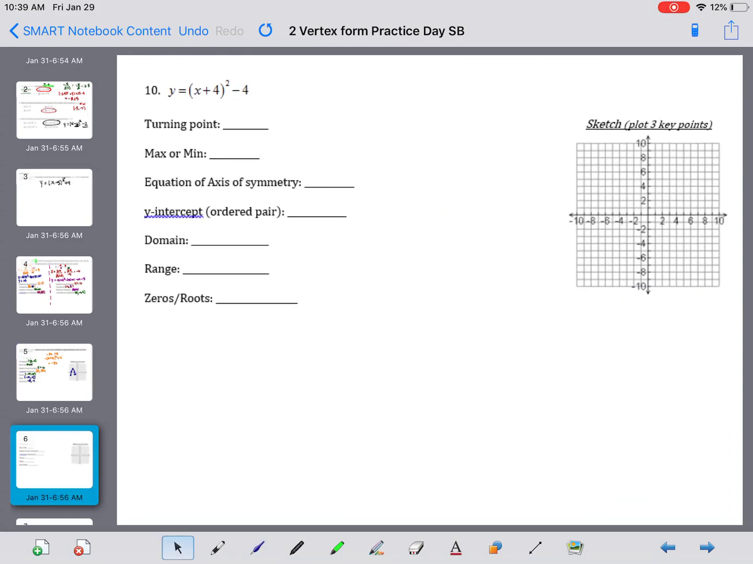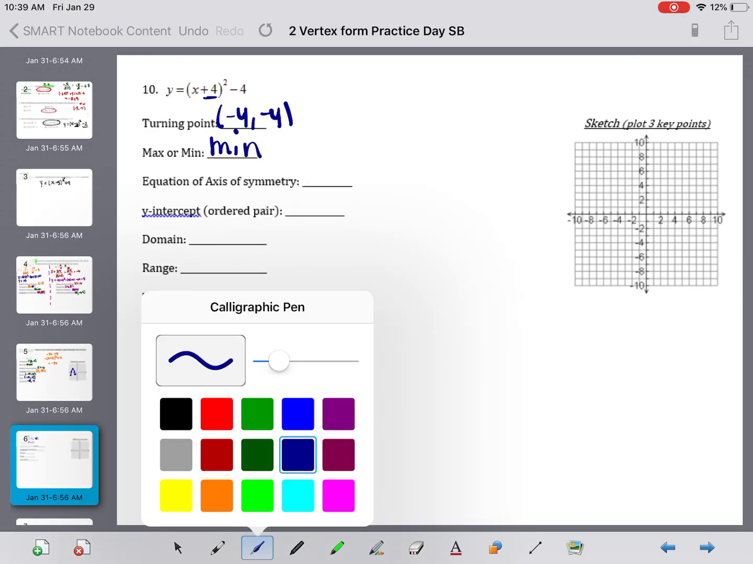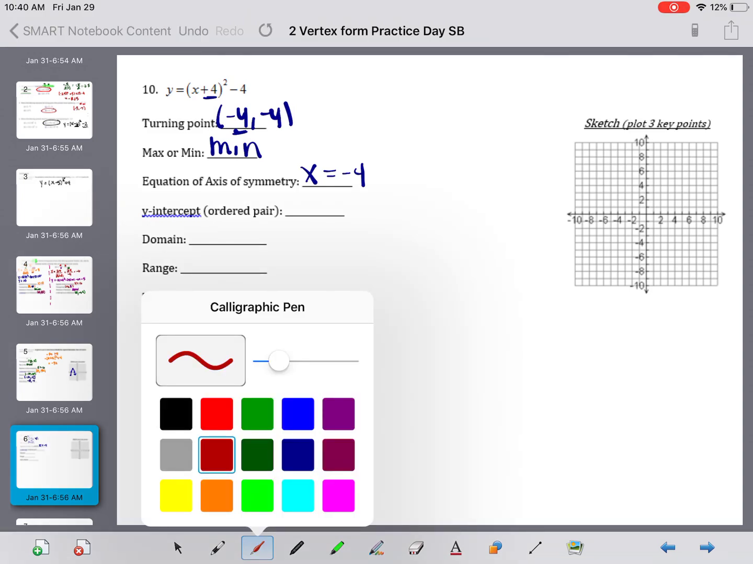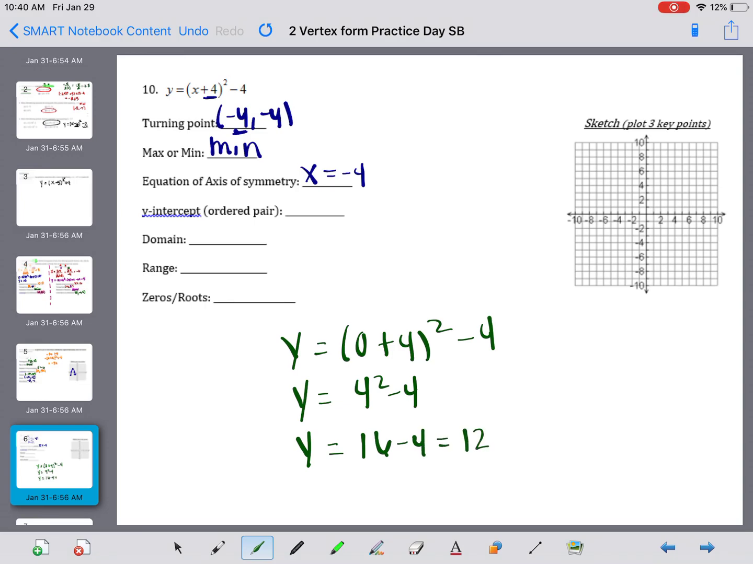We take a look at number 10. The turning point is just negative 4, negative 4. Again, the x value changes, that stays the same. There's no minus sign out in front, so that means it's a min. It's opening upwards. The axis of symmetry is just x equals negative 4. It's the x value of your turning point. The y-intercept, you can find that algebraically by just plugging 0 in for x and simplifying. So we get 4 squared minus 4. That gives us 16 minus 4, which gives us 12. So our y-intercept is 0, 12.